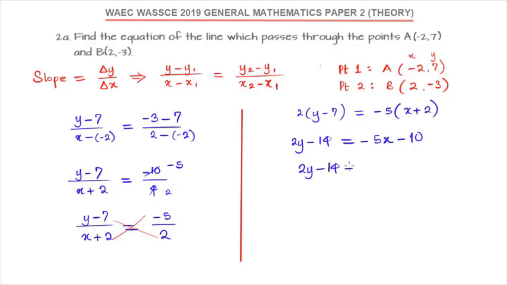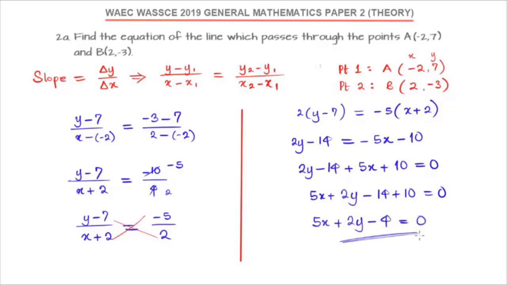Okay, so now if we just rearrange, this will give us 2y minus 14. When minus 5x moves to the left hand side, that becomes plus 5x. And when minus 10 moves to the left hand side, that becomes plus 10. So all we just need to do is to rewrite this in the order we like. So here, I can say it's 5x plus 2y minus 14 plus 10. Minus 14 plus 10 is minus 4. So this is the equation of the line we're asked to find.